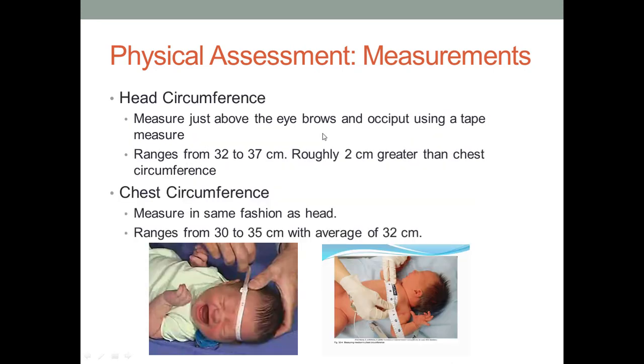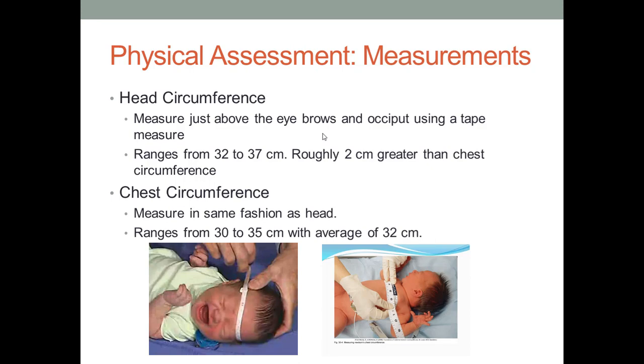Head circumference. If you look at the first picture, you can see exactly where we're supposed to measure, just above the eyebrows, using a circular tape measure. Ranges for a head circumference are anywhere from 32 to 37 centimeters.